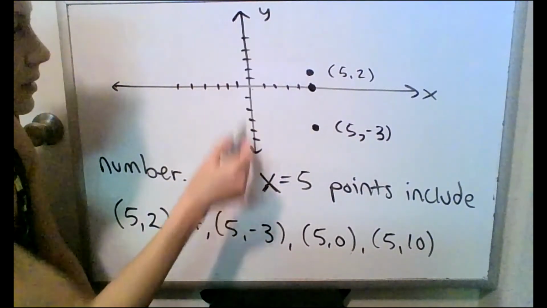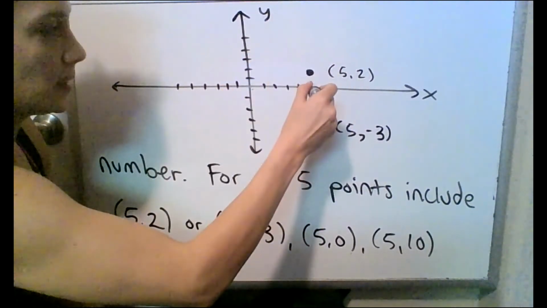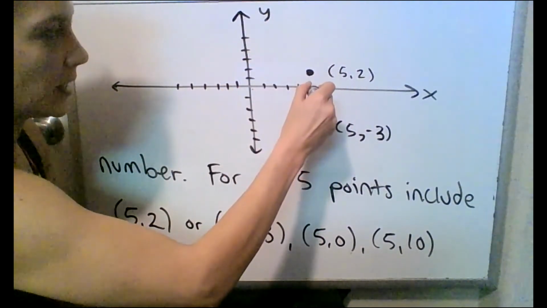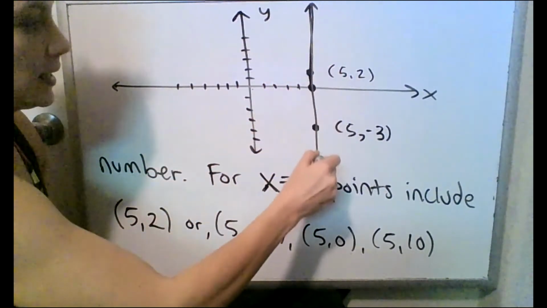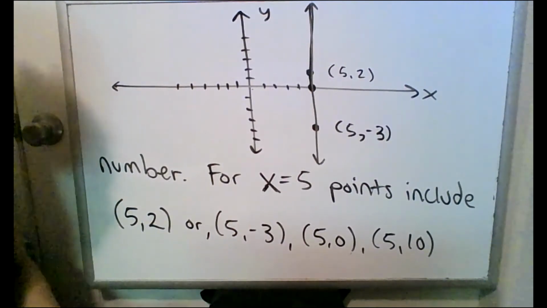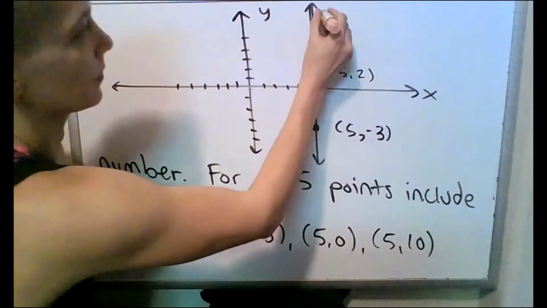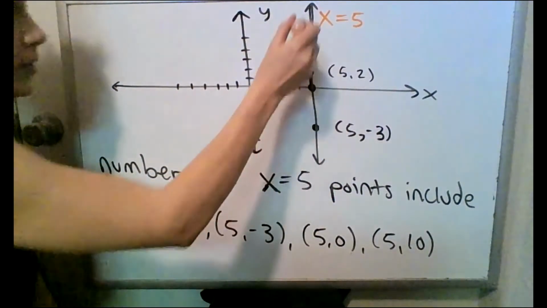There's too much over. It's kind of up here somewhere, over 5 and up 10. So we're going up this way. X is stuck at 5. Y can go up or down. It can be any number. That's my vertical line.